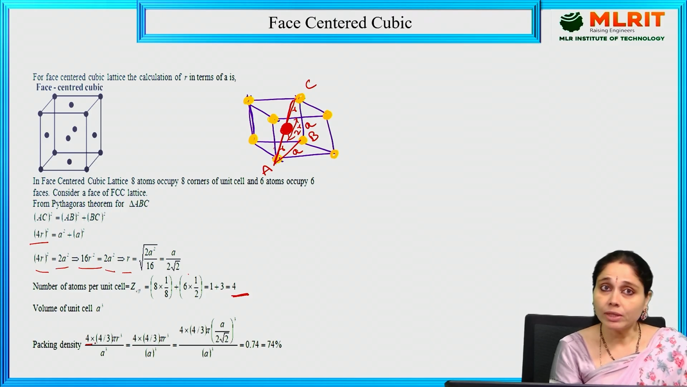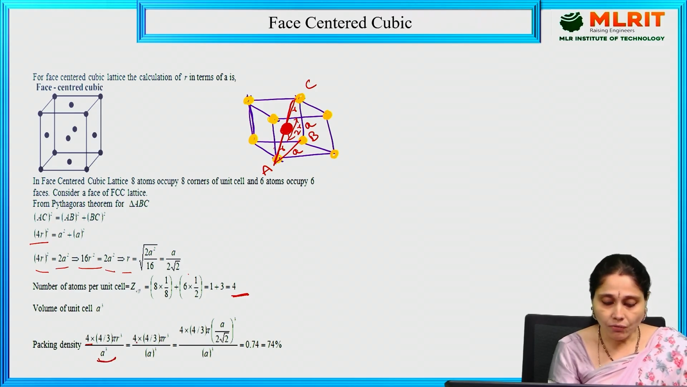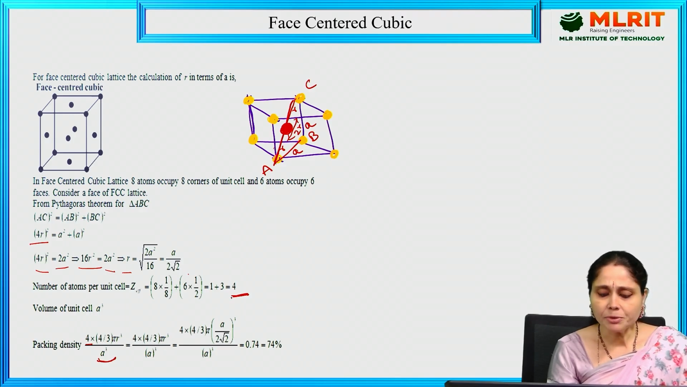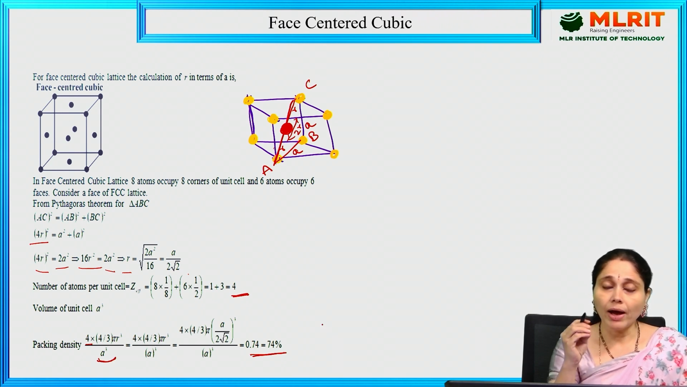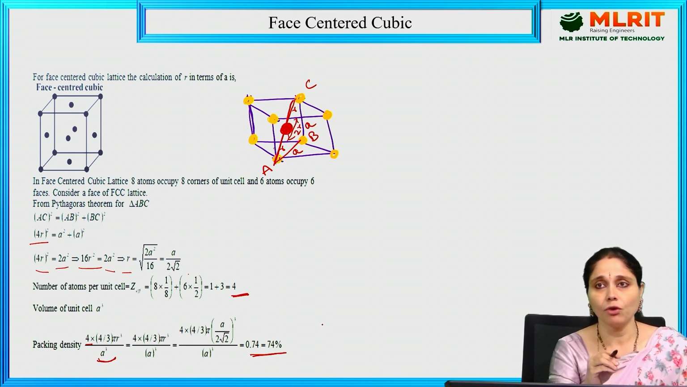Volume of the atom is 4/3 pi r cube, and the total volume of the cell is a cube. So 4 into 4/3 pi r cube by a cube. Substituting these values, we get 74%. Okay, so the packing in FCC is 74%.